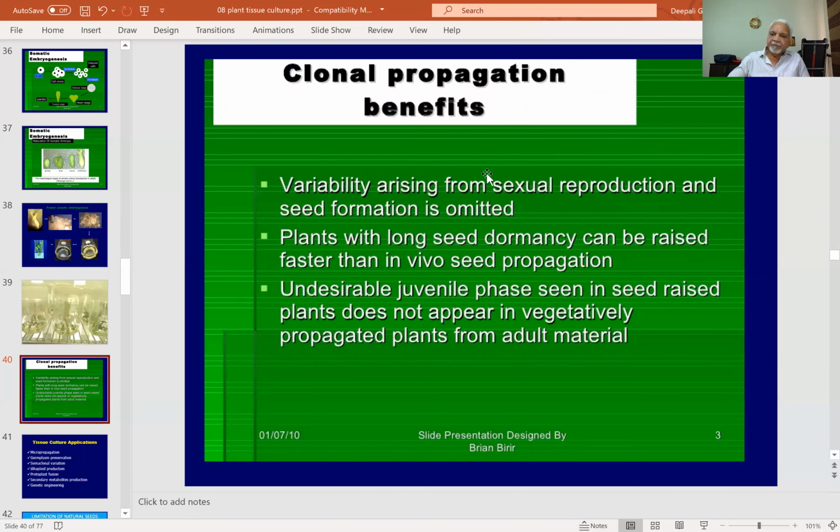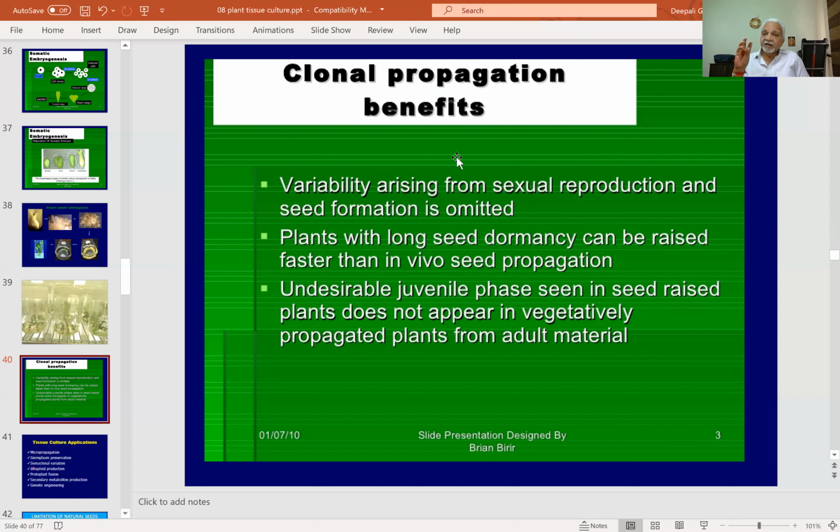So what are the benefits, as I've been pleading for, as an alternative tool for multiplying tree species or ornamental plants using micropropagation or the clonal propagation pathway? The variability which arises out of sexual reproduction is not there in micropropagation, because it is done through somatic cells. The genetic variability which is seen in nature is because of sexual reproduction.